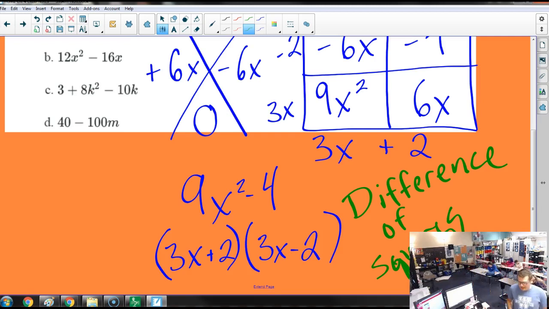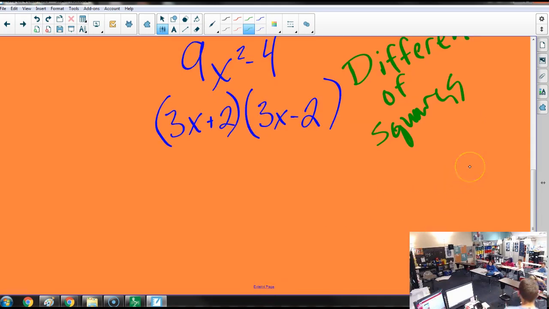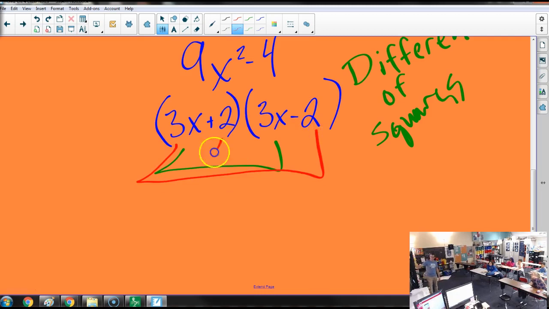It's not really that there's no b value. It's that the two values created cancel each other. Because if I go back and think about that old school method of FOIL, the first, outer, inner, last, my firsts are 9x squared. My outer, negative 6x. My inner, positive 6x. And then I get negative 4. The things I have in green are the only things that remain because the outer and the inner cancel out.